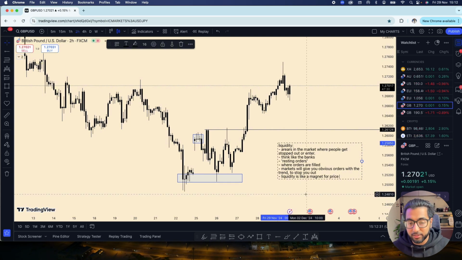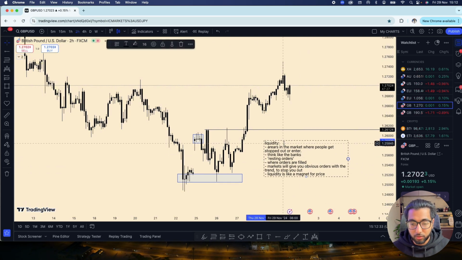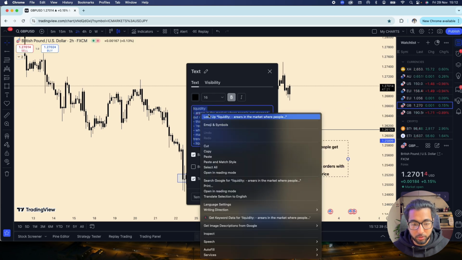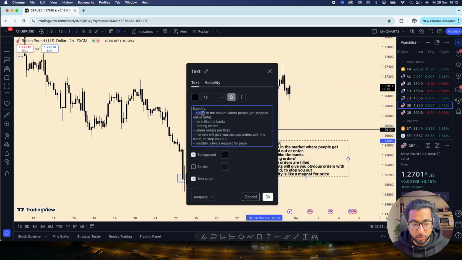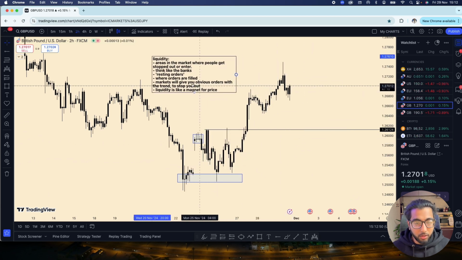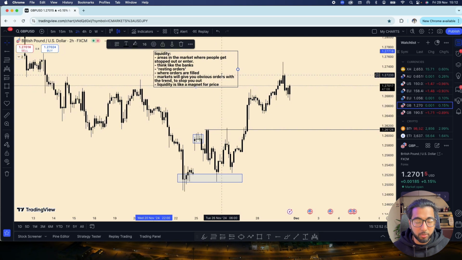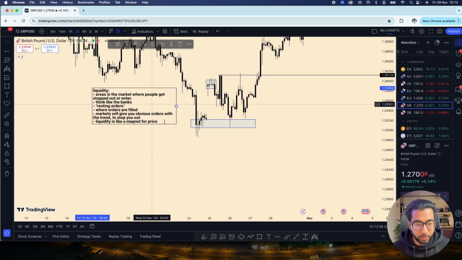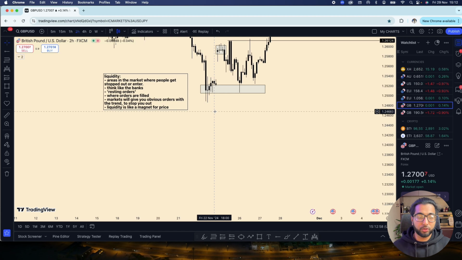Write this down, guys. Literally write it down. It's not going to make liquidity bold, but it is what it is. Write this down, right? Take a screenshot, pause the video, write this down. These are all the points that I'm going to give you on liquidity.